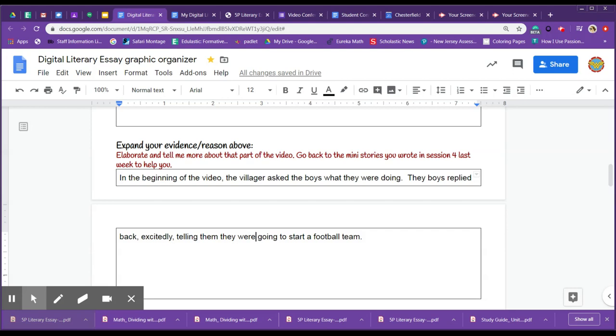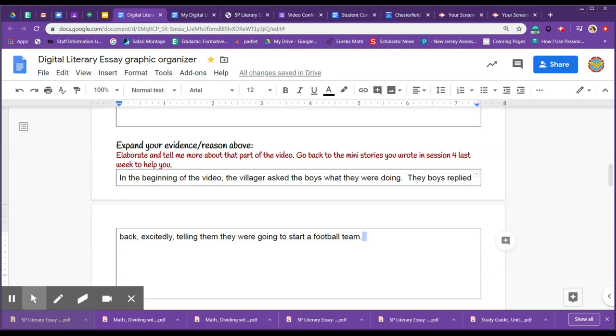and find a way to bring that into your essay. You don't want to just explain what happened bit by bit, but you want to more show me. So by using words like, instead of saying the boys replied back, telling them what they were going to do, I'm saying that the boys replied back excitedly. That's showing me that the boys were really into it and they really wanted to start this team. Then I'm going to go back now and talk about how the villager was laughing, but the boys decided to not give up anyway and worked day in and day out to find a space to be able to practice.